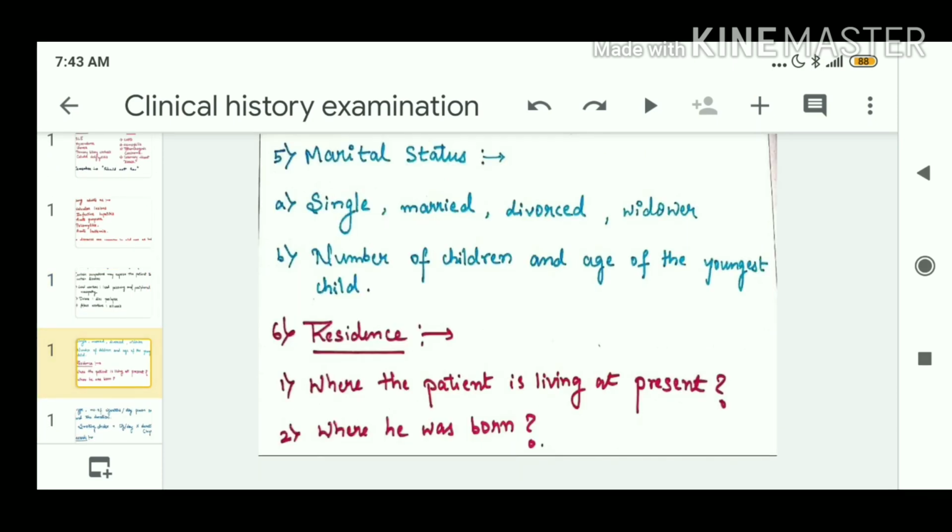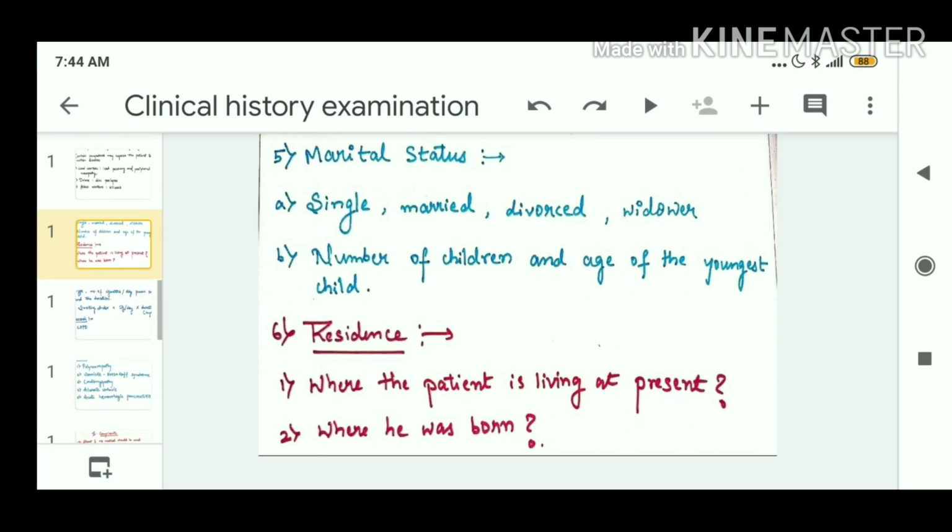Next to that, you should know the marital status, whether the patient is single, married, divorced, widower, and next number of children and age of the youngest child if present. Next to the marital status, you should know the residence. Patient kahan ke rehne wale hai, where the patient is living at present, where he was born, isn't it?